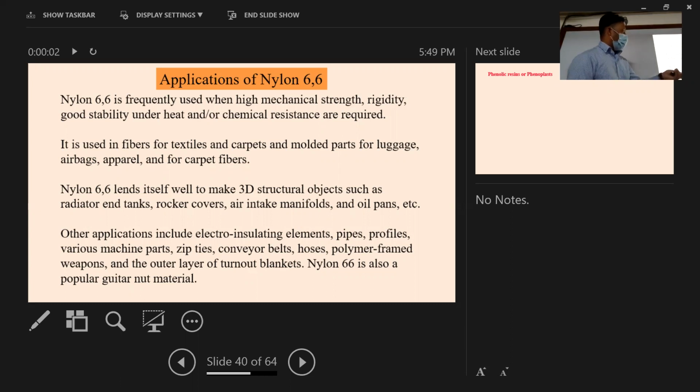Also polymer frame weapons and the outer layer of turnout blankets. Nylon 66 is also a popular guitar nut material. The guitar wires are attached to some nut, so that you can tighten or loosen them. That guitar nut material is also made of nylon 66.